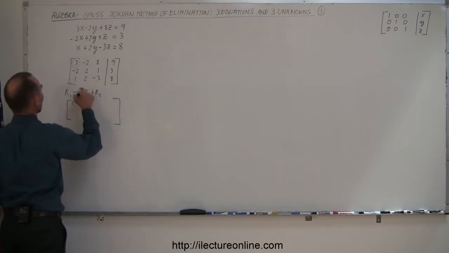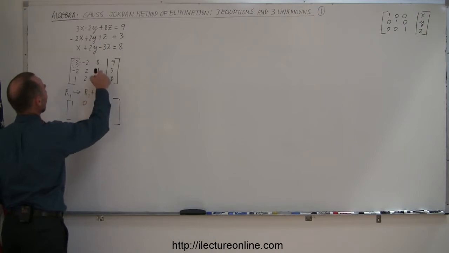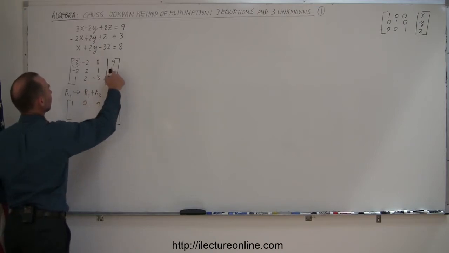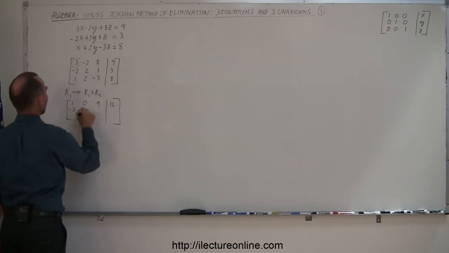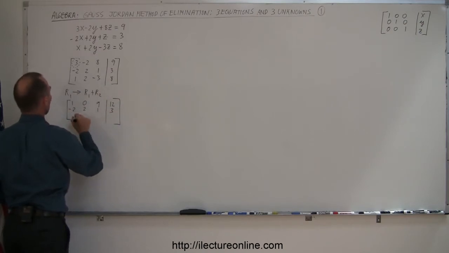-2 plus 3, that gives us a 1. 2 plus a -2 is 0. 1 plus 8 is a 9. And 3 plus 9 is a 12. Leaving everything else the same, we have a 9 minus 2, 2, 1, 3. We have a 1, 2, -3, 8.